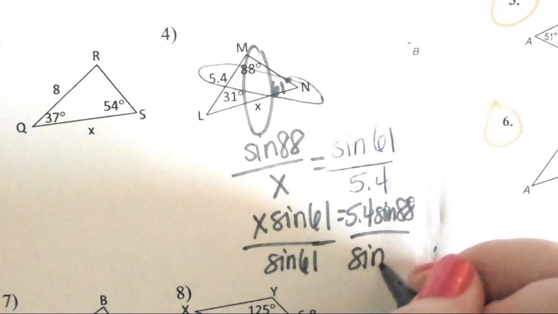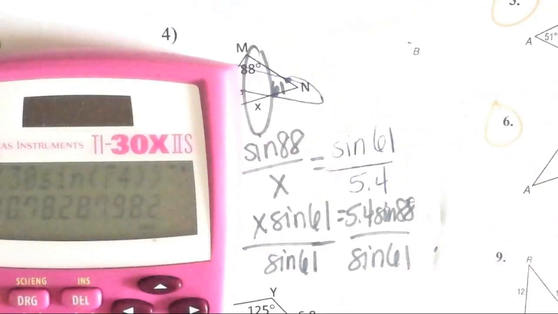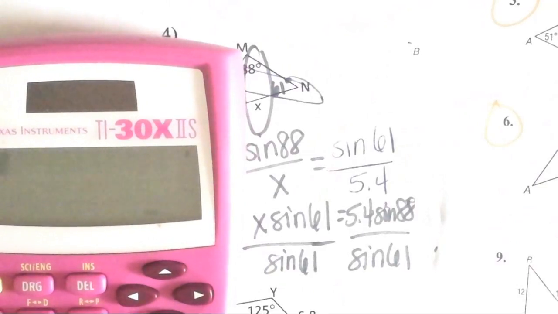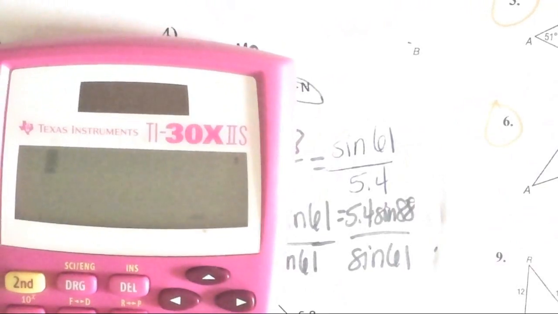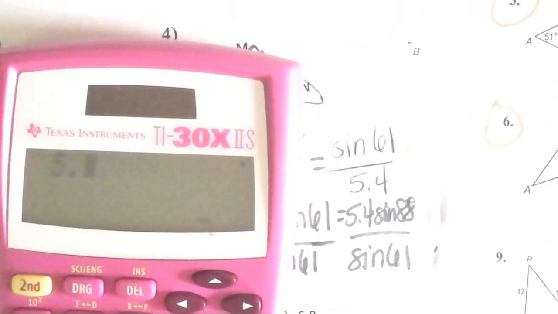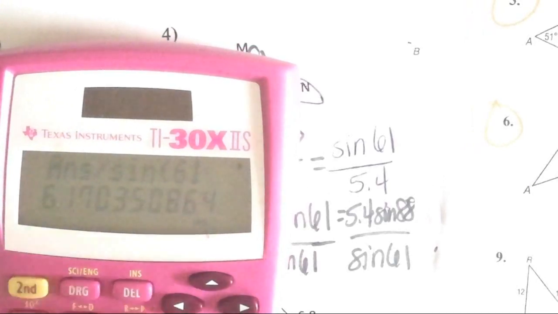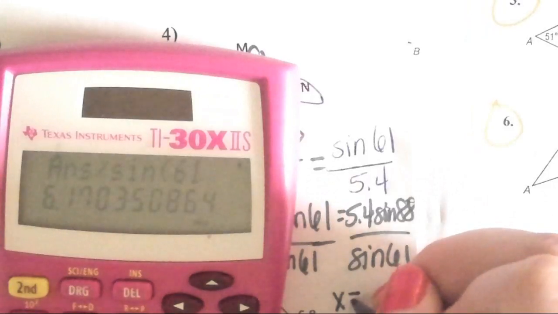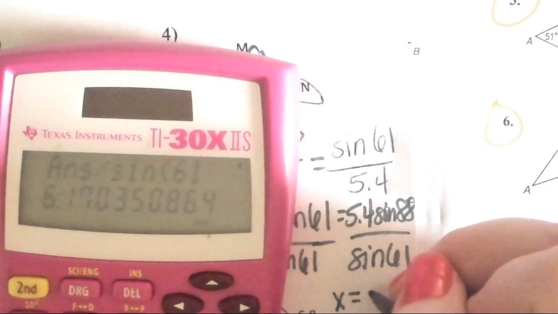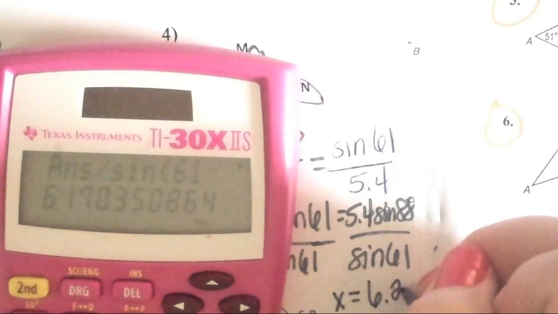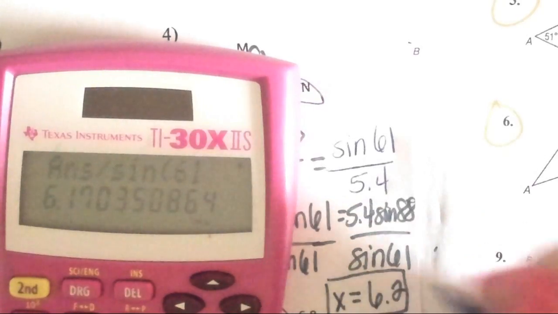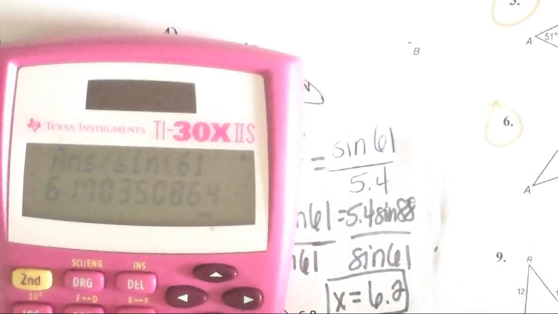Okay, so again, you can do it in 2 separate lines, or you can do it all at once. If you do it all at once, put it in parentheses. I'm going to do 2 separate lines because most people understand that. So 5.4 sine 88, enter, divided by sine 61, enter. I got 6.17, so I'm going to say that's 6.2 because if you read the directions, it says round to the nearest tenth, which means 1 decimal place.